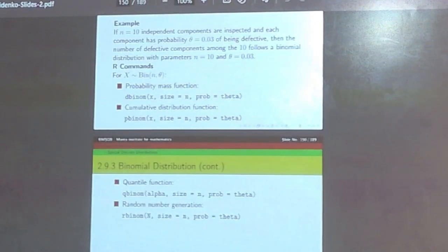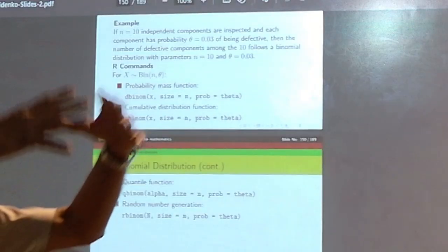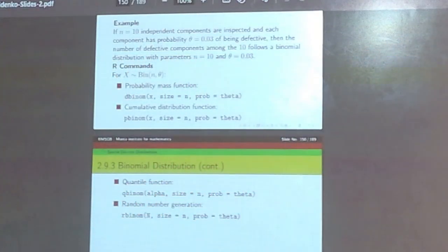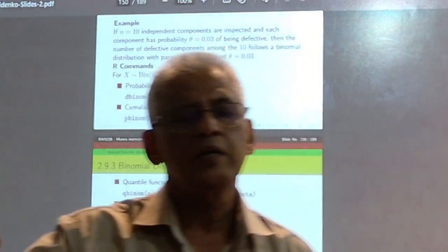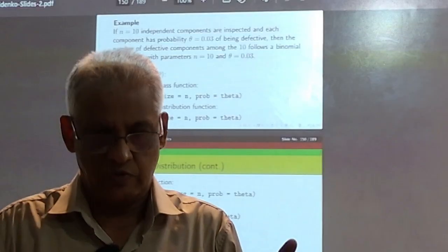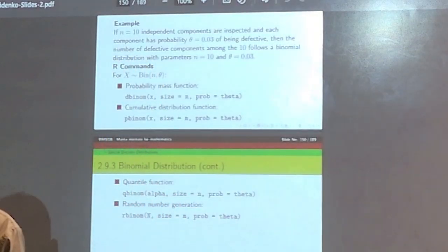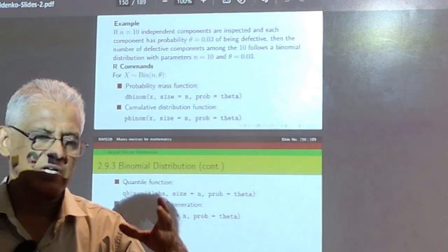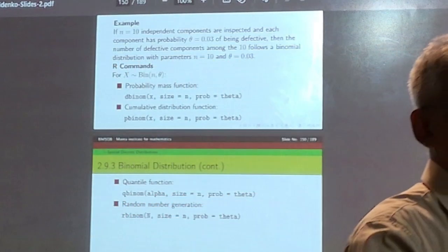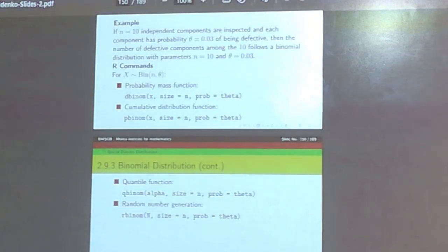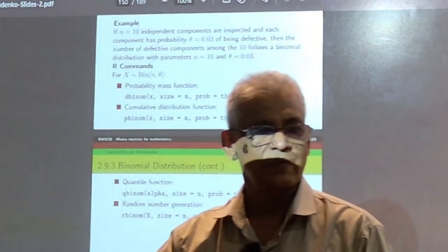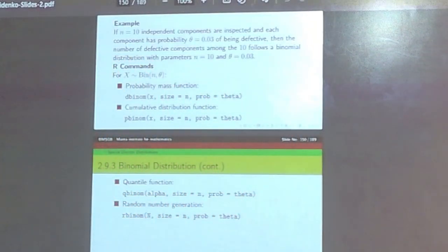Another application is like this. If you are looking at a very large population, and if you are taking a random sample of say n items, where each item can be success or failure, or in general defective or non-defective, and if you are interested in the number of defectives in the sample, in that case also you can use the binomial distribution as the distribution of x. Why do we use that binomial distribution in that case?